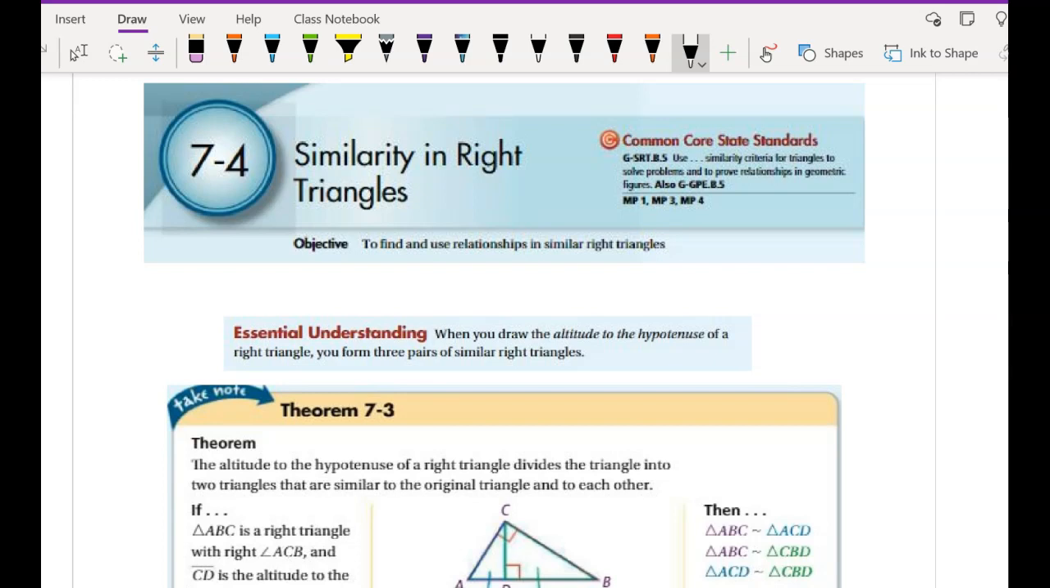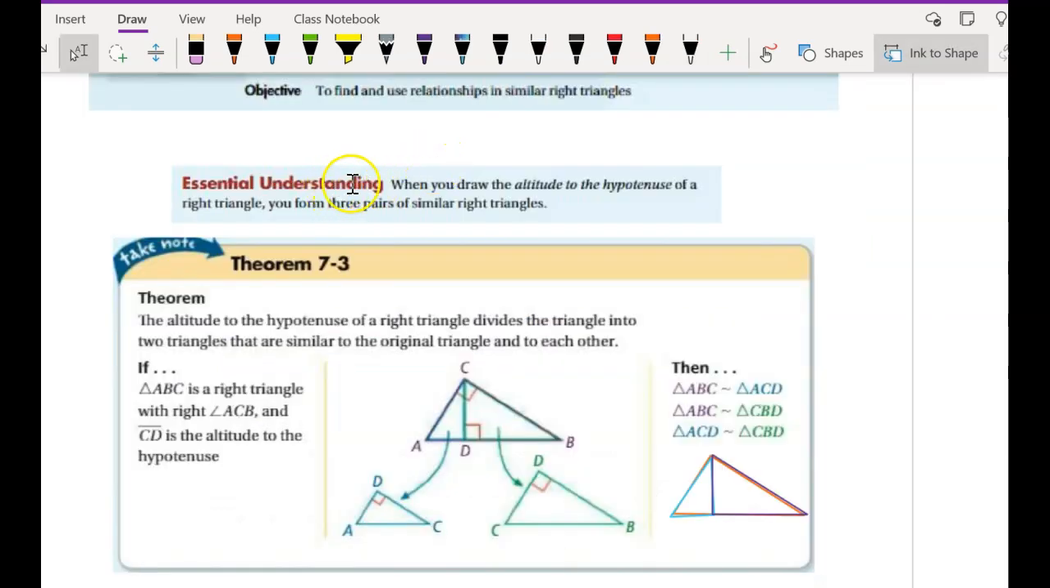Okay, this is 7.4, Similarity in Right Triangles. Our objective today is to find and use relationships in similar right triangles. Now, one of the most important things for you to understand is that when you draw an altitude to the hypotenuse of a right triangle, you form three pairs of similar right triangles.